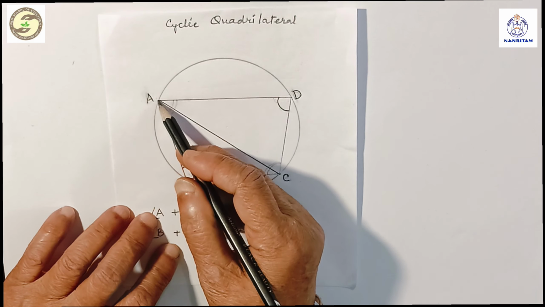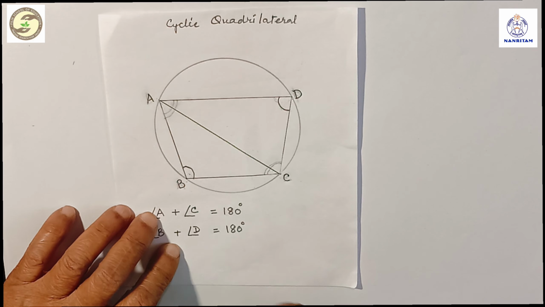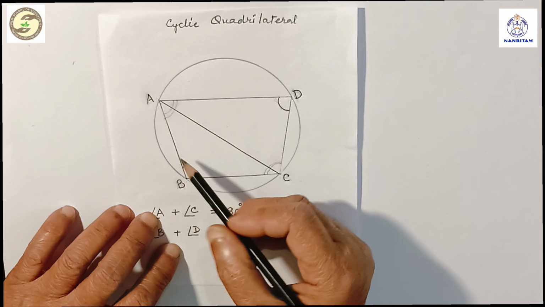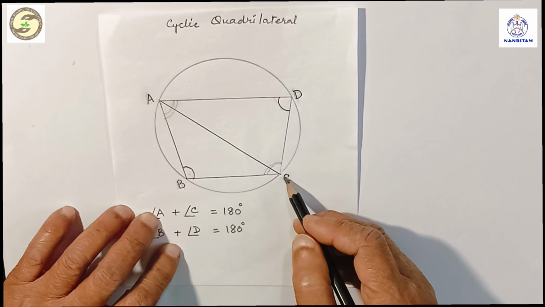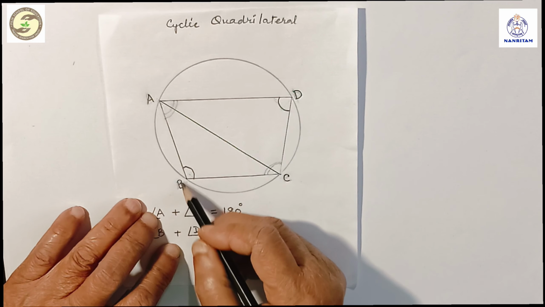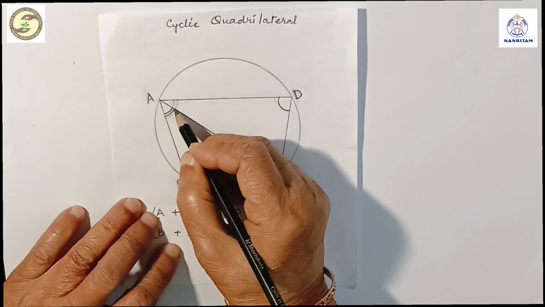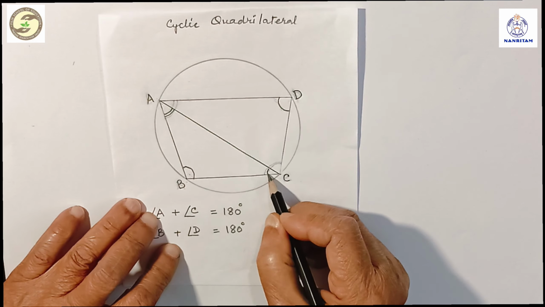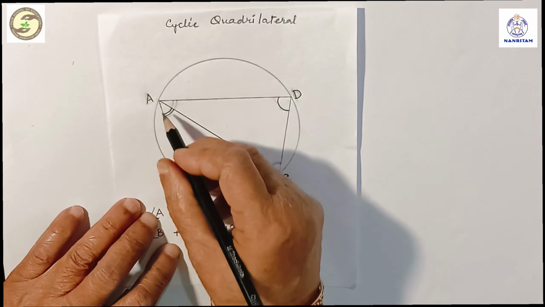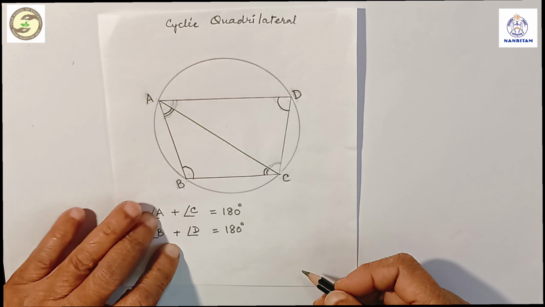Now let us concentrate on the triangle ABC. We know that angle ABC plus BAC, that is this angle, and angle ACB, that is this angle, together, these three make 180 degrees by the angle sum property of a triangle.